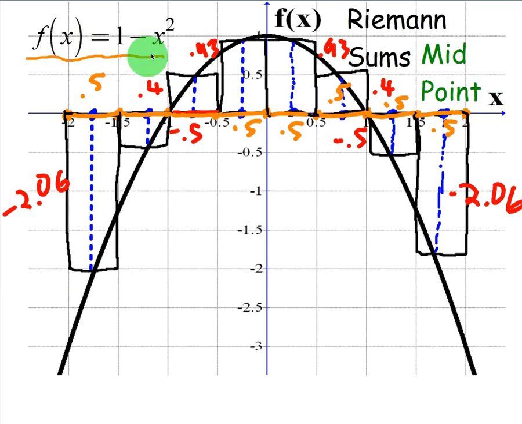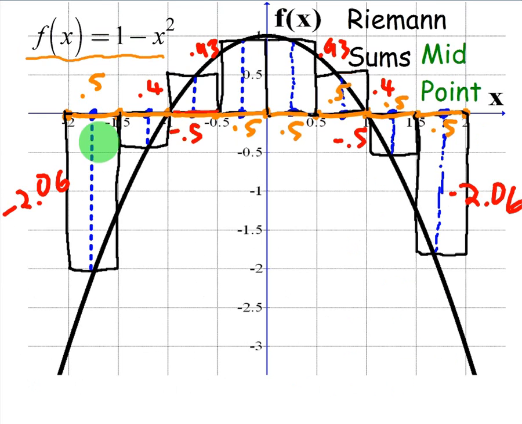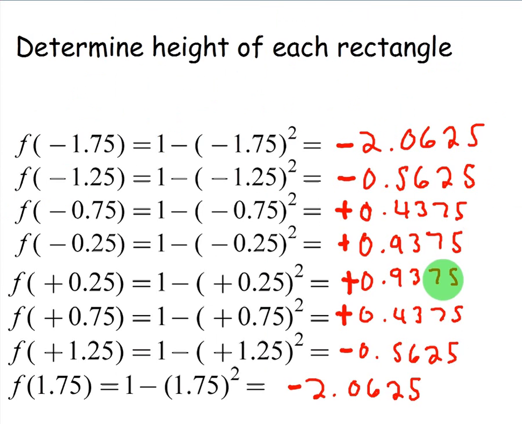If you plug in negative 1.75 into this function, negative 2.06 times 0.5 would give the area of the first rectangle, and so on and so forth. And so again, like left and right, if we just add up all of our y values and multiply by the width of each rectangle, that will give us the area of all of these rectangles added up. So here's all of our y values.